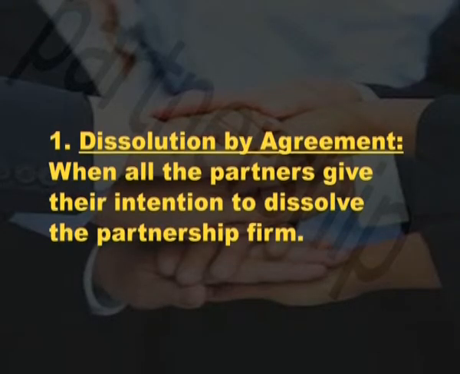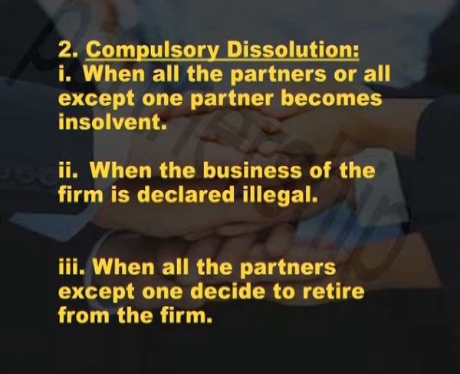Any partnership may be dissolved on account of any one of the following reasons. First one, dissolution by agreement, when all the partners give their intention to dissolve the partnership firm. Second, compulsory dissolution. Under this, the first one, when all the partners or all except one partner becomes insolvent. Second one, when the business of the firm is declared illegal.